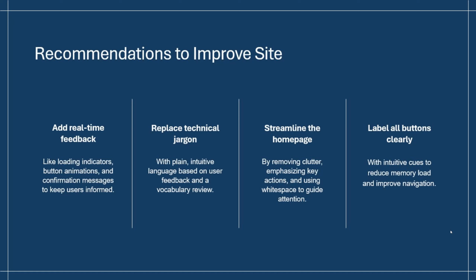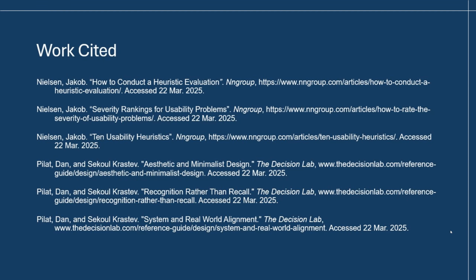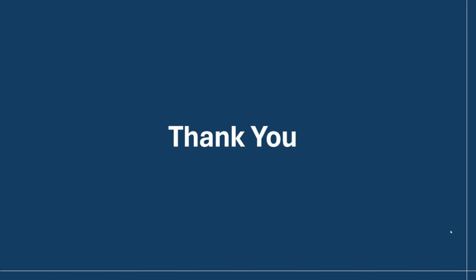3. Streamline the homepage by removing clutter, emphasizing key actions, and using white space to guide attention, addressing the aesthetic and minimalistic design heuristic. And 4. Label all buttons clearly, with intuitive cues to reduce memory load and improve navigation, addressing the recognition rather than recall heuristic. These quick win updates require minimal effort but offer high impact improvement to user experience, accessibility, and design consistency.